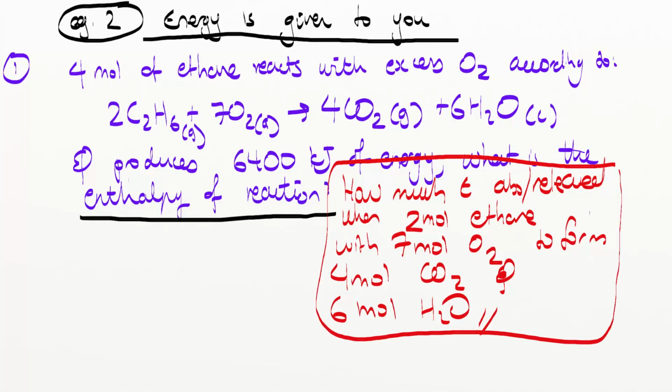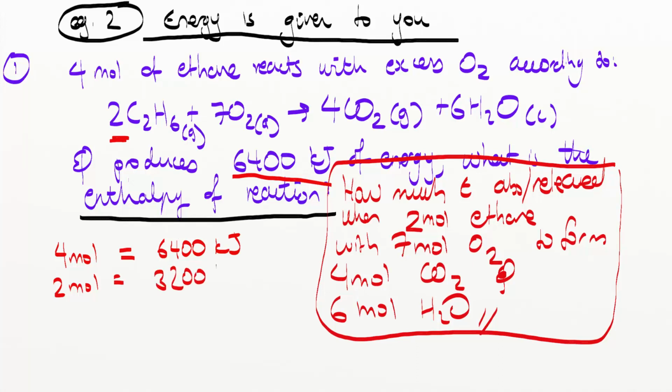So over here, what have they given us? They've given us some information. The information is that 4 moles of ethane will produce how much energy? 6,400 kilojoules. What we want to know when they ask us the enthalpy of reaction is, because the correctly balanced equation has a 2 in front of ethane, how much energy is released when 2 moles of ethane react. So 2 moles of ethane are going to produce what? It's going to produce half of this, of course. So that's going to be 3,200 kilojoules.